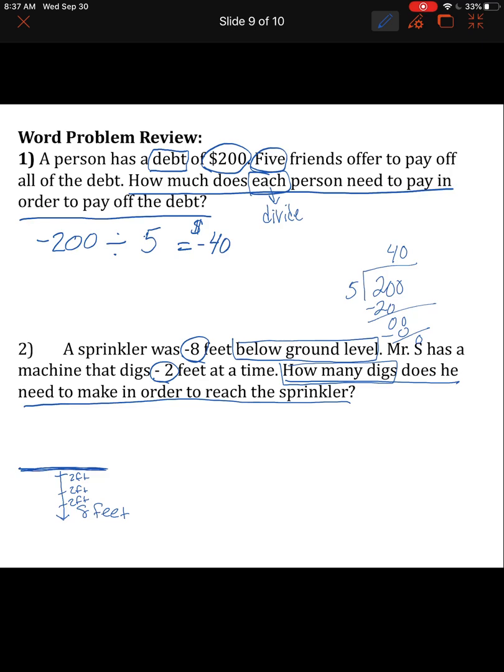Okay, so we need to figure out how many sections of 2 feet that this sprinkler needs to go. So again, we are dividing. So negative 8 divided by negative 2 is going to be a positive. 8 divided by 2 is 4. So how many digs does he make in order to reach the sprinkler? 4 digs, right? 2, 4, 6, 8.